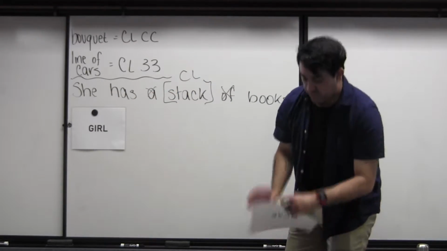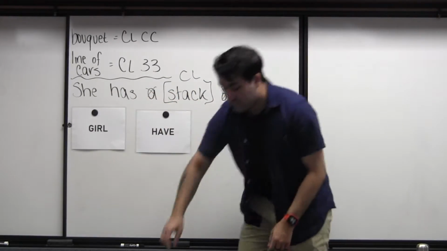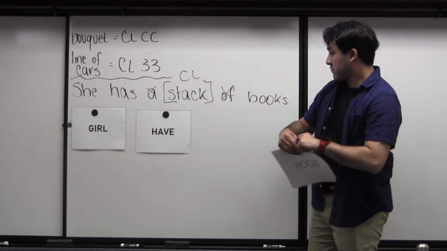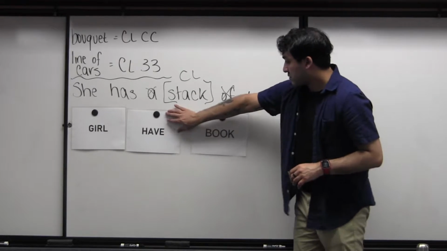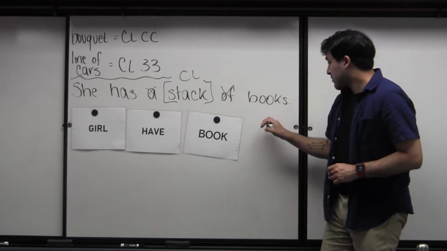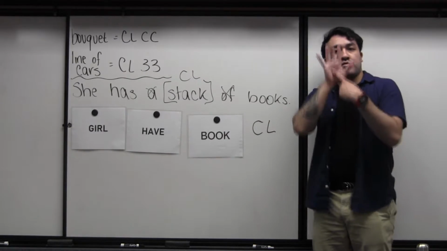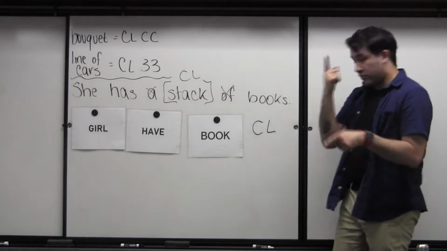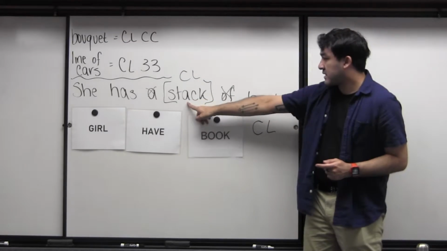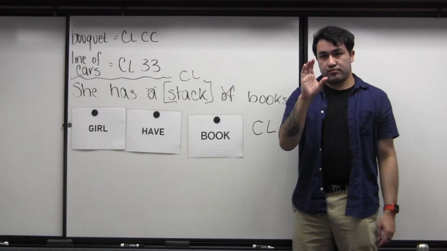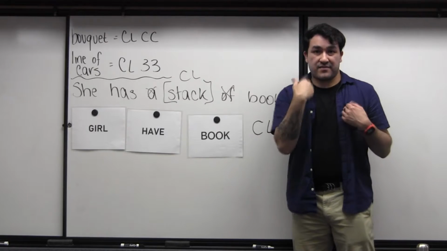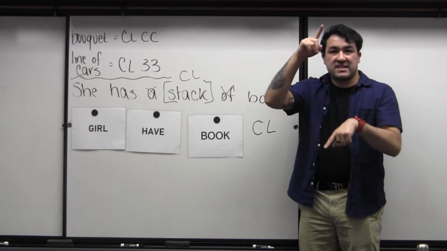So we have the girl, she has, and book. Remember, gloss is completely void of meaning. That's why there's no plural on that books. So remember, we want to show the books. We want to show that there's many of them. We don't want to just sign many because if we have to pick between a sign or classifier, classifier is better.